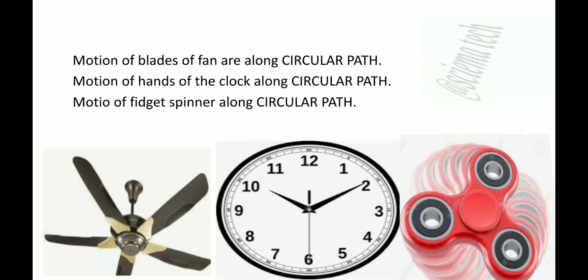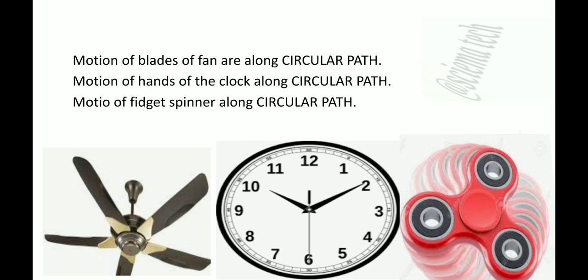Now let's go on to another type of motion. So let's assume some example. Motion of the blade of a fan along a circular path, motion of the hands of a clock along a circular path, or motion of a fidget spinner along a circular path. If you see in all these examples, there is one common thing. Everything is moving along a circular path, making a circle.